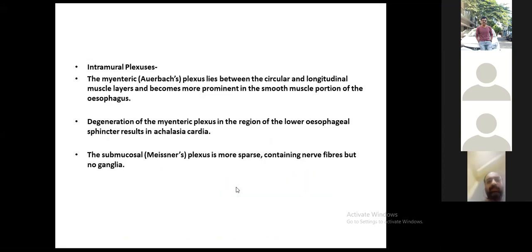The intramural plexus, that is the myenteric plexus, lies between the circular and the longitudinal muscle layer and becomes more prominent in the smooth muscle portion of the esophagus, which is the distal end of the esophagus. Denervation of this myenteric plexus in the region of the lower esophageal sphincter leads to the condition achalasia cardia. The submucosal Meissner plexus is more sparse, containing nerve fibers, but there are no ganglia.